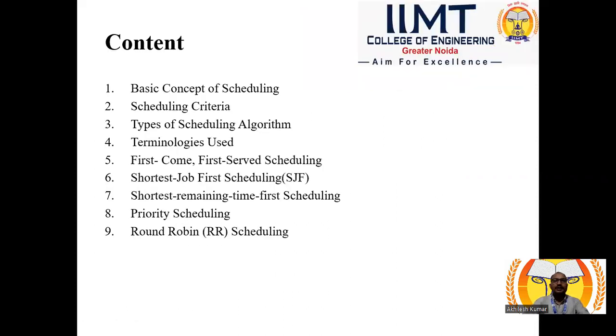My content is basic concepts of CPU scheduling, scheduling criteria, types of scheduling algorithm, terminology used, first come first serve scheduling, shortest job first scheduling, shortest remaining time first scheduling, priority scheduling, and the last one is round robin scheduling.